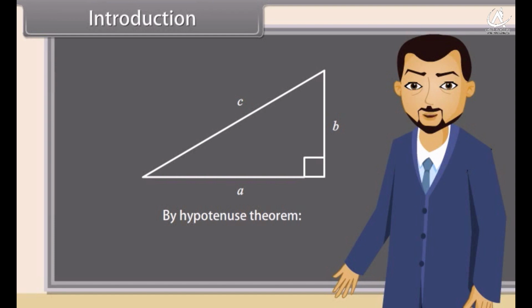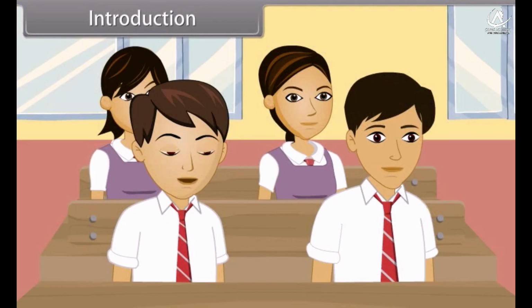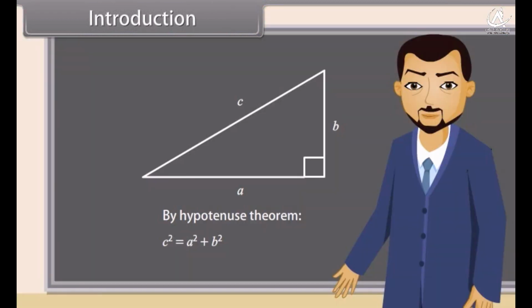So by the Pythagoras theorem, C square is equal to A square plus B square, we will prove some trigonometric identities. Teacher, what is a trigonometric identity? Today I will teach you about trigonometric identities. Come, let's learn.